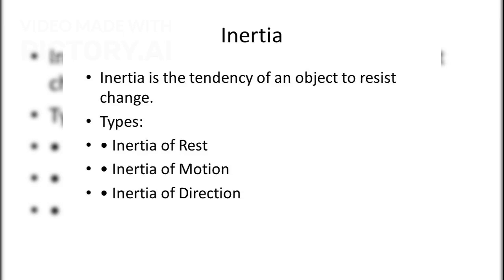Inertia is the tendency of an object to resist changes in its state of motion. It comes in three types: inertia of rest, inertia of motion, and inertia of direction, each describing how objects maintain their current state unless acted upon.